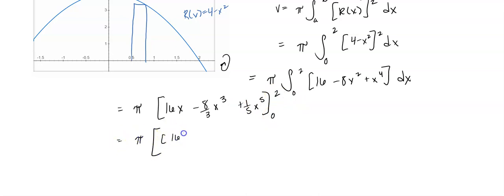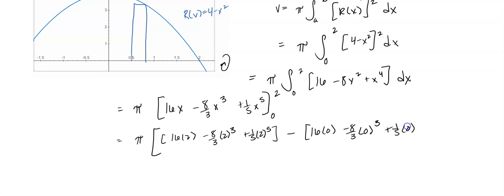So when I plug in the 2, I'll have 16 times 2 minus 8/3 times 2 cubed plus 1/5 times 2 to the 5th. And then when we plug in 0, we'll have 16 times 0 minus 8/3 times 0 cubed plus 1/5 times 0 to the 5th. You can see that that second part all goes to 0. So I have 32 minus 64/3 plus 32/5. Haven't put the pi in there yet.